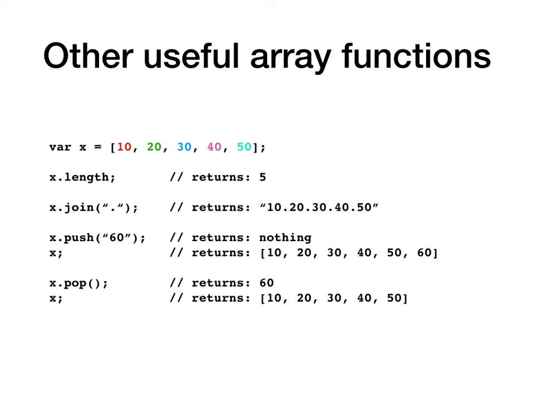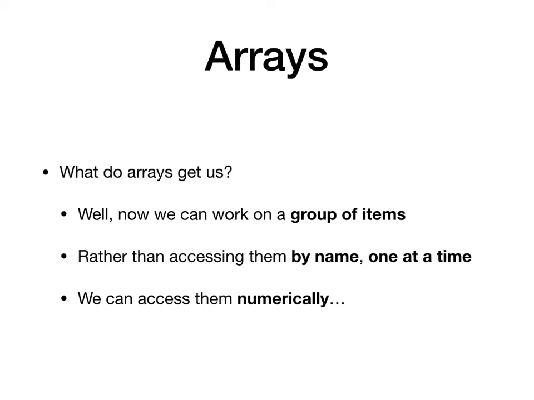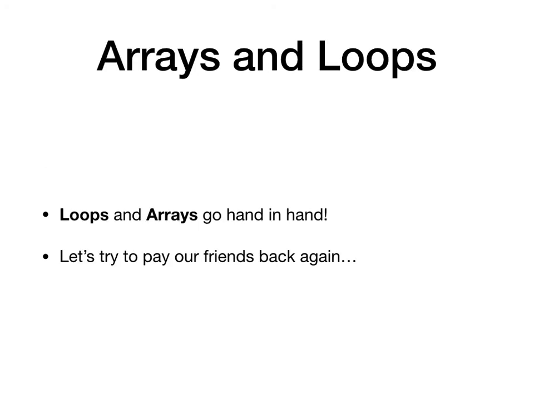So what is this doing for us again? Arrays are a useful set of tools to allow us to work with groups of items. And so instead of accessing them by name one at a time, we can access them numerically, which, thinking back, sets us in a prime position to work arrays and loops together. So these things go hand in hand. It's great.